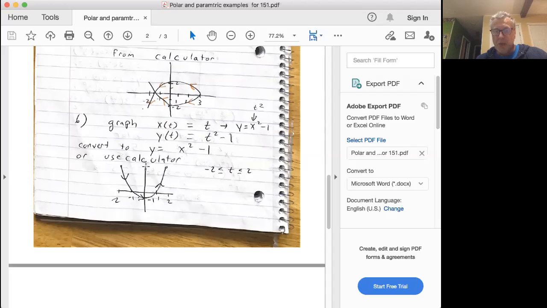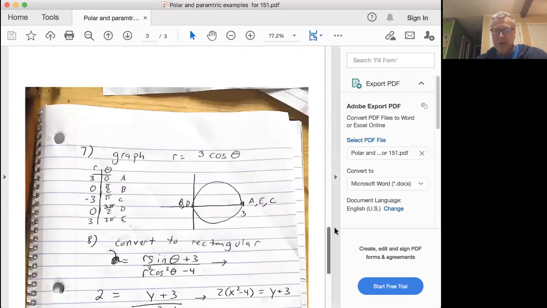X squared minus 1, a parabola opening up, slid 1 unit down on the y-axis, and the particle is going to travel from left to right in a continuous fashion from minus 2 to 2.